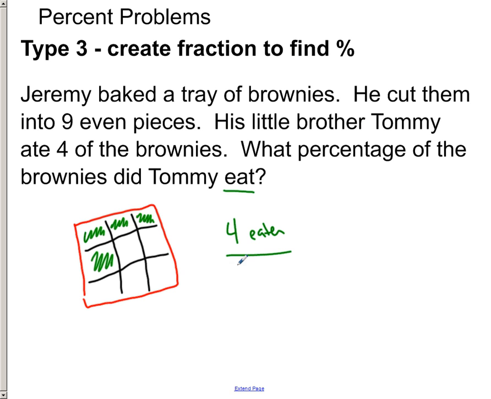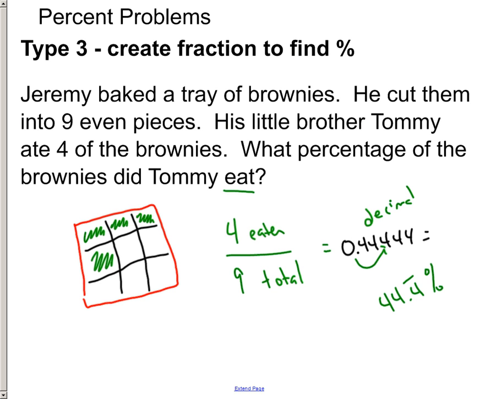So that means we're interested in what percentage of these compared to the whole number. Tommy ate 4. 4 were eaten, and how many was it total? 9. And if you're wondering, how's this going to help me? Well, we did the exercise of turning a fraction into a percentage. 4 divided by 9 is what we would do, and we get 0.44444, you know, it's repeating. And now that we've got it as a decimal, we just slide this over 2 spots. And that would be 44.4% repeating. So Tommy ate 44.4% of the brownies.